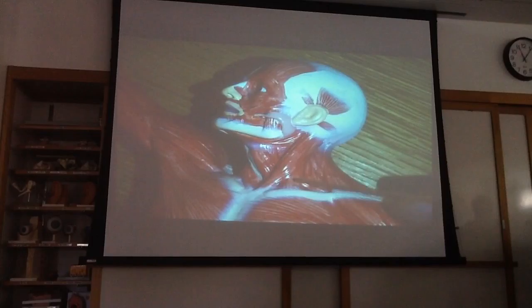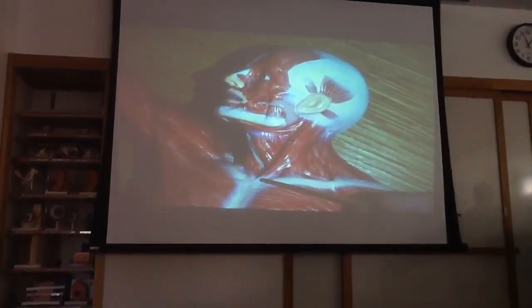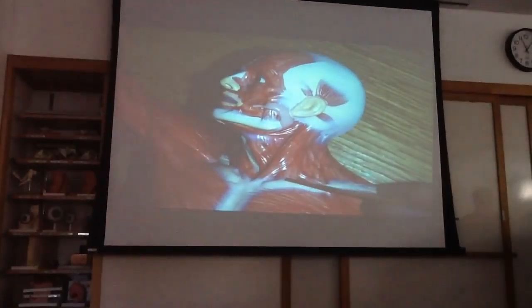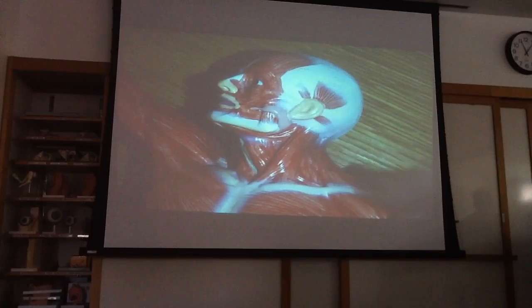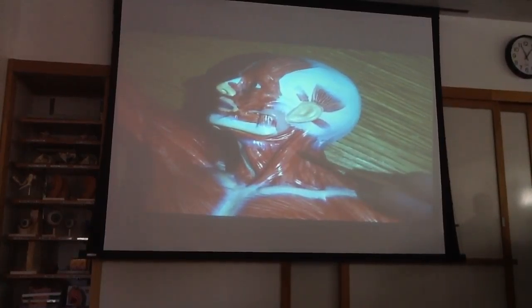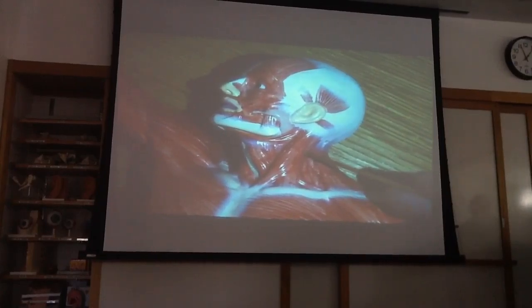What's that guy? That's the sternocleidomastoid muscle. It originates on the sternum and on the clavicle, and then it inserts on the mastoid process of the temporal bone, and that's going to cause you to, if one side contracts, you'll turn your head to the side. If both contract at the same time, you'll flex your head.